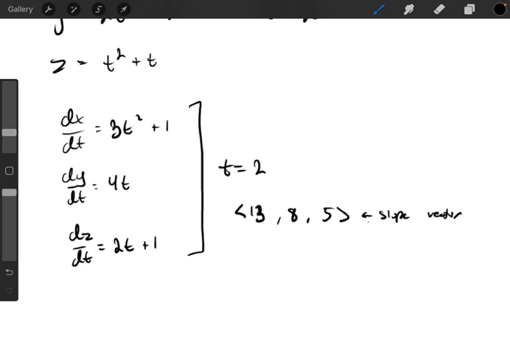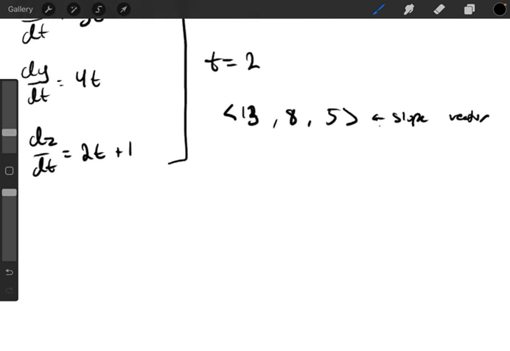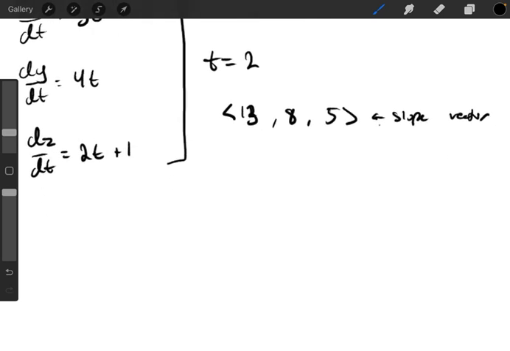Now we still have to do the y equals mx plus b part, making it a whole equation. So we take the components. The slope of your x component is 13, so 13 times t plus b1. For the y component, 8t plus b2. And z, 5t plus b3.